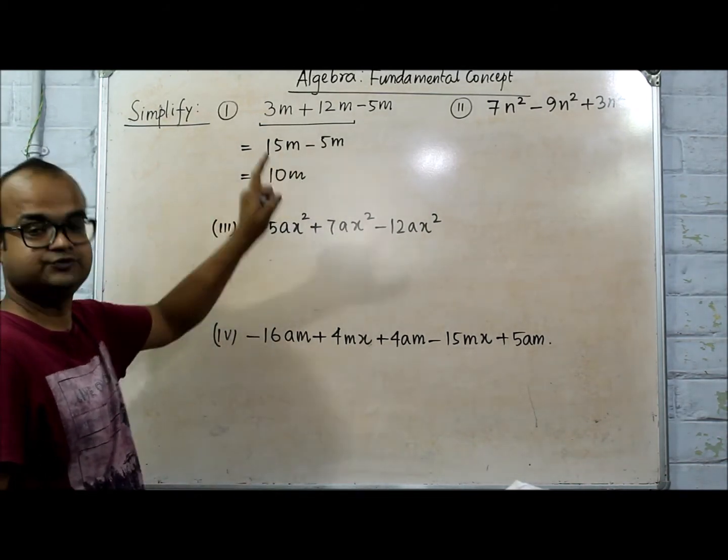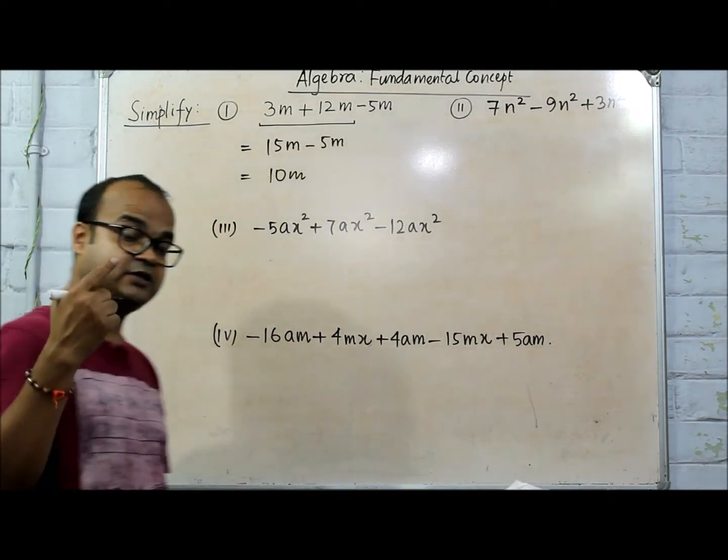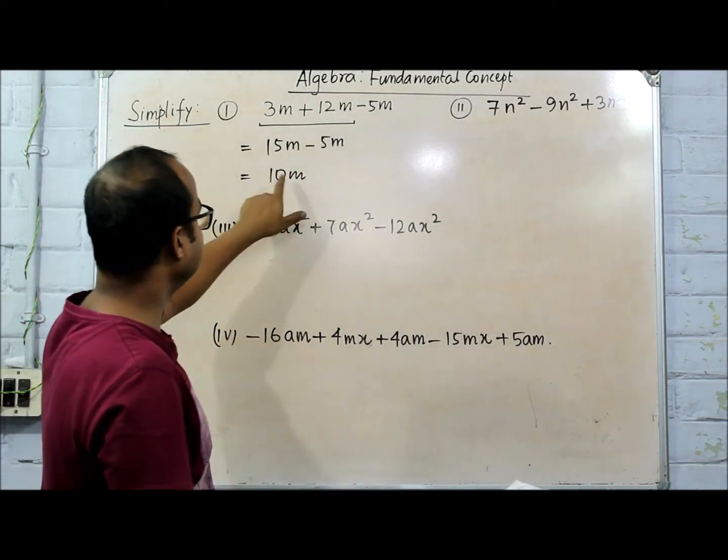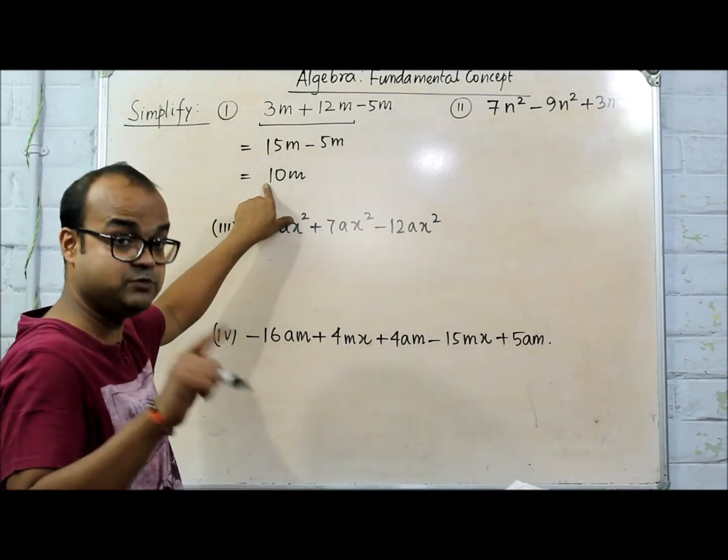Opposite sign, we subtract 15 minus 5, that is, we are subtracting the numerical coefficients. 10, 15 is bigger, so it will take the sign of 15, that is positive.